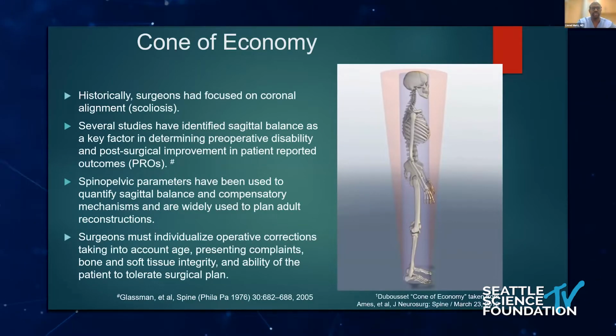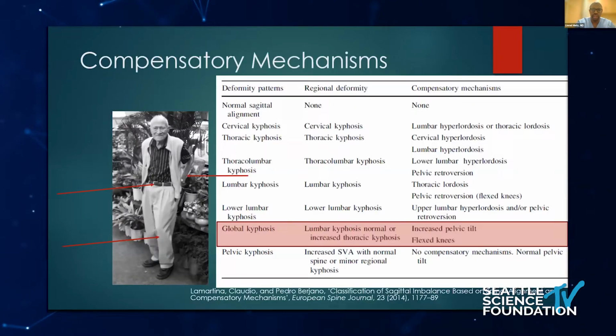Lumbosacral gave us this concept of the cone of economy, which generally speaking is the idea that there's less disability when the head and the torso are balanced over the feet. And as we deviate out of that cone of economy, pain and disability ensue. So our compensatory mechanisms are trying to bring us back into that cone of economy, and the spinal deformity is trying to throw us out of that cone of economy, in broad terms.